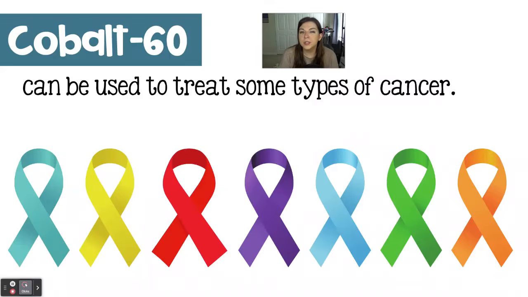Cobalt-60 can be used to treat some types of cancer. At this point, I'm not so sure anymore, just because the field of cancer research is very changing. It hasn't changed, but it also has changed quite a bit. So again, I don't know specifically what types. I think that would be a really cool thing for you to look into if it was interesting to you. But it's cobalt-60. It can be used to treat some types of cancer.